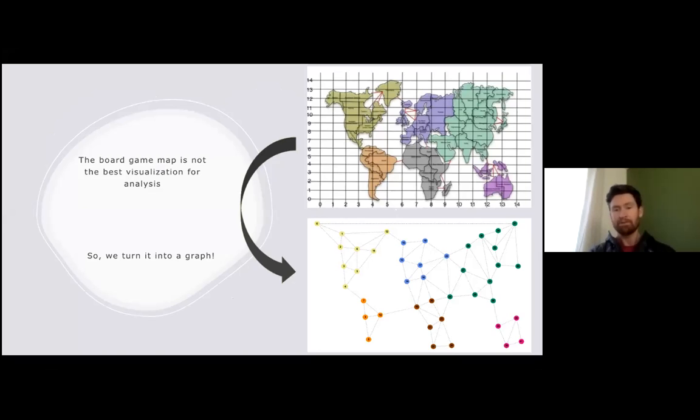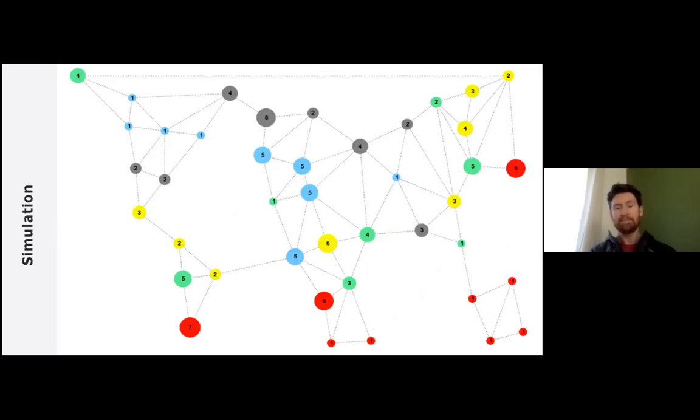So I laid a grid over the countries, and I turned the countries into nodes, which you can see on the bottom. For the simulation, I created a graph or a visual display that showed countries fighting each other. The colors represent different players. The numbers represent the number of troops on that territory. And the nodes are proportional to the number of troops, just to make it easier to see where a lot of the action is happening in the game.